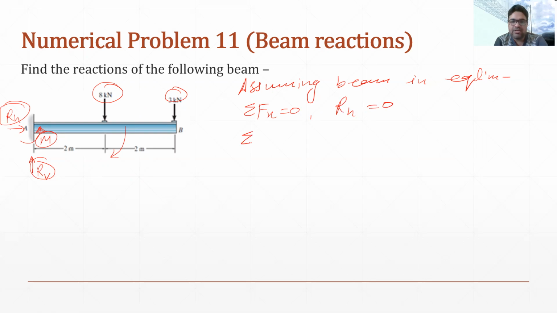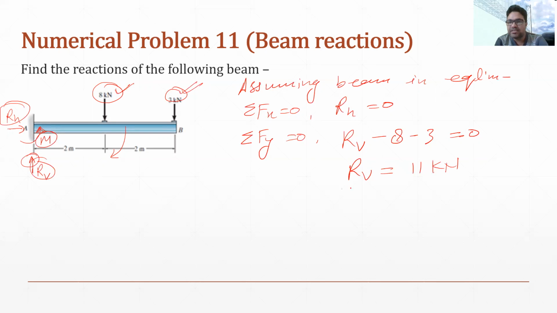Then we will use the second equation, which is summation of Fy equals 0, meaning the algebraic sum of all the vertical forces. Now we have the vertical forces, this one, and there is one reaction RV, which is also vertically upward. So we can write RV, taking this as positive, minus this force minus this force, because both of these forces are downward. So we take them as negative: 8 minus 3. There is no other vertical force, so we equate this with 0. With this equation we can find RV as 11 kilonewton.